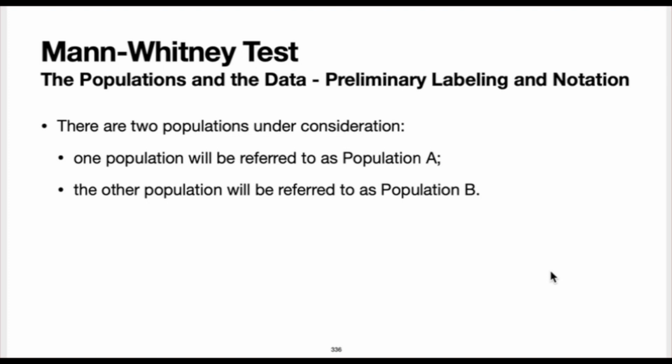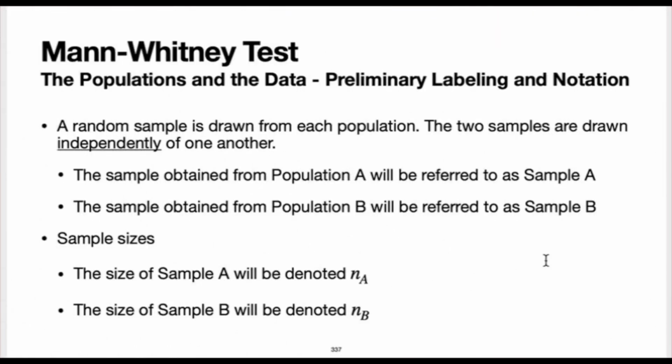So let's talk about the populations and the samples from those populations. And we're going to talk about what I'll describe as a preliminary labeling and a notation. So there are two populations under consideration. And for our preliminary labeling, we're going to call those populations A and population B. So we select a random sample from each population. And remember that the two samples are drawn independently of one another. This is not a paired sample situation. These two samples are independent from each other.